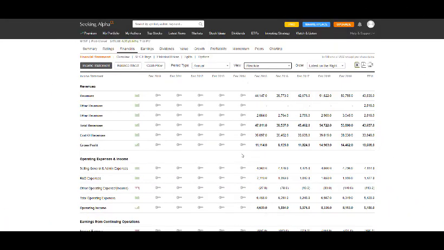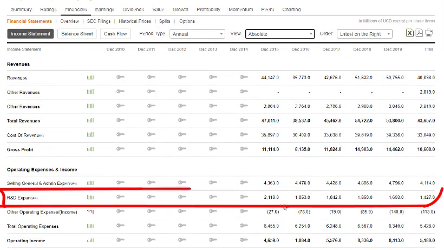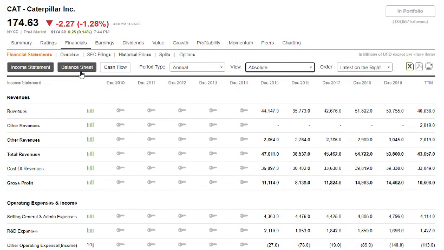You can also look at things like R&D expense and see how that has changed over time. And what I see with this company, they're not investing a whole lot in R&D. They're not really ramping it up. That would be a major concern for a technological-oriented company. For Caterpillar, I'm totally fine with that. Let's click on balance sheet.